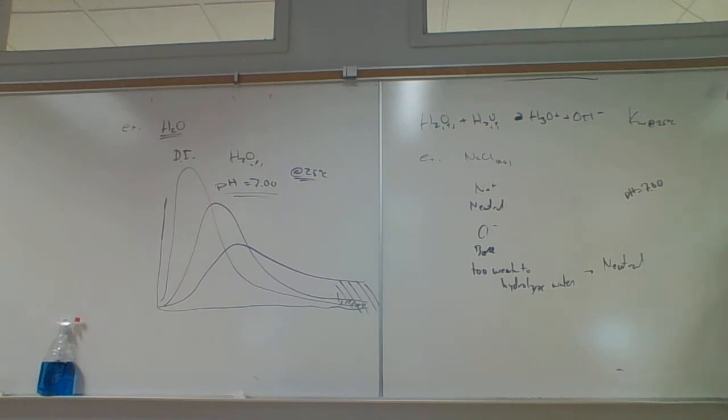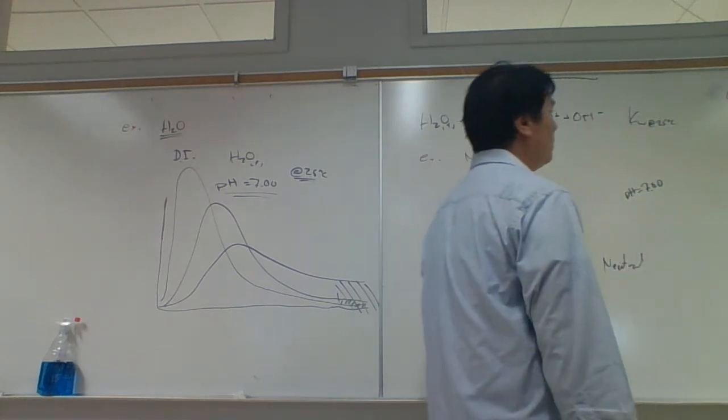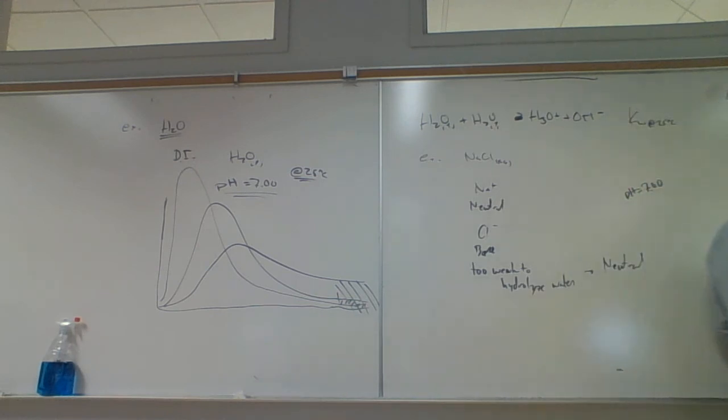And so A minus cancels, HA cancels, and that leaves us with Kw. So Ka times Kb is equal to Kw. And so if we want the numeric Kb value for this, the Kb will equal the Kw divided by the Ka. It has to be the Ka for the conjugate.